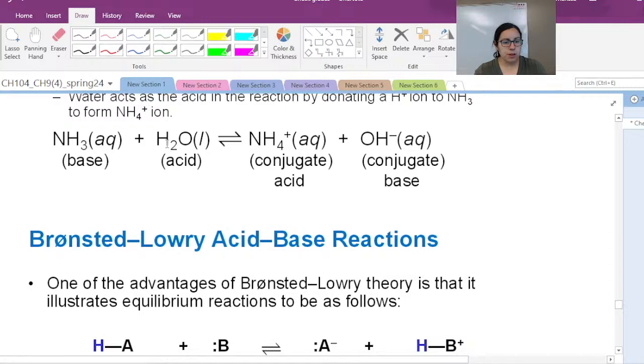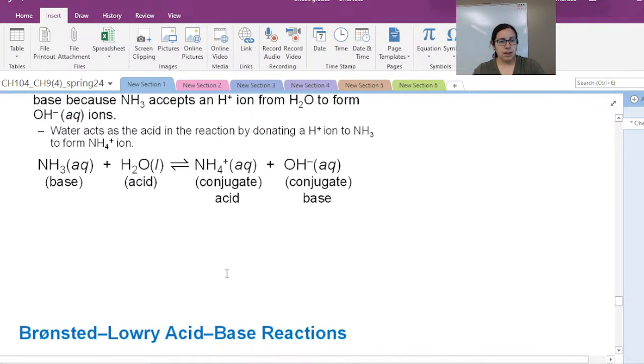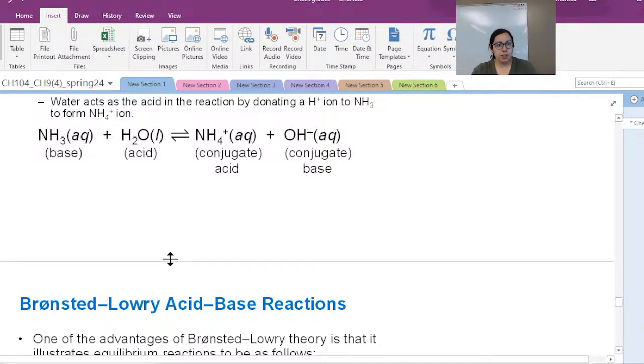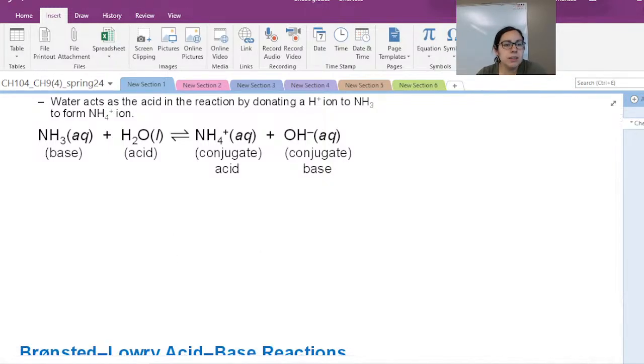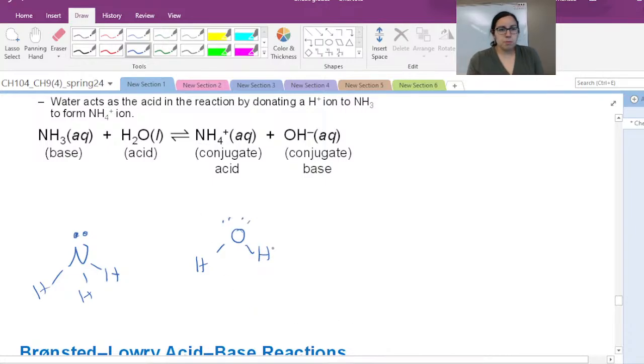Let's go through it for ammonia in more detail. This is showing why ammonia is a base. Let's draw it out. If we draw our Lewis dot structure, there's our ammonia. It has 2 electrons there, so that's how it can act as a base. And then we have water, and water can be an acid or a base depending on the scenario.